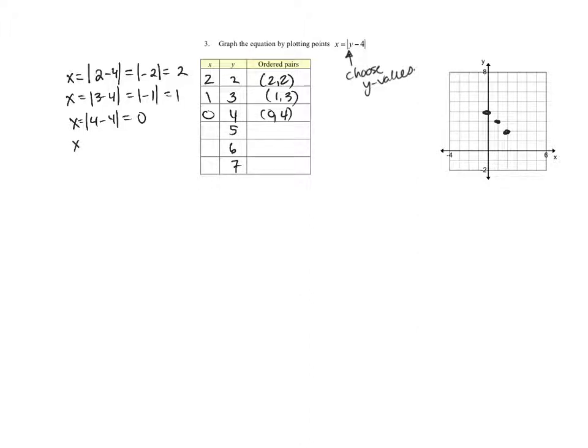And then if I put in a 5, I've got 5 minus 4. Absolute value of that is 1. 1, 5. And the next one is absolute value of 6 minus 4, which would be 2. And you can see that this is just going to keep going up by one value. So absolute value of 7 minus 4 would be 3.